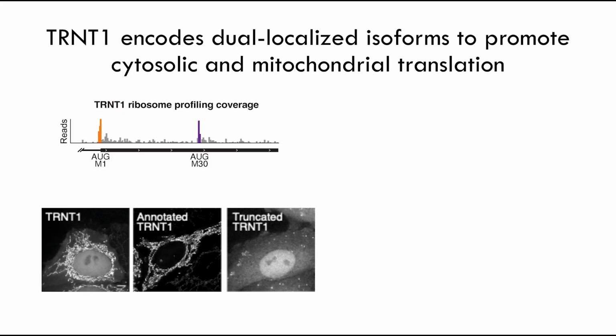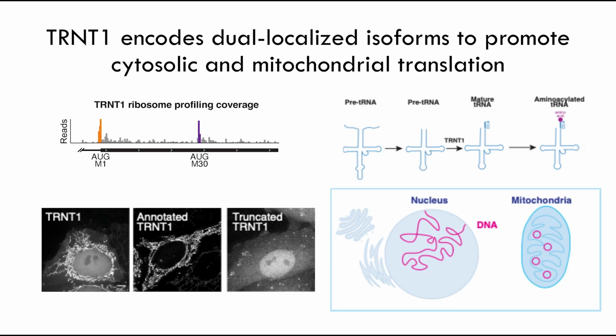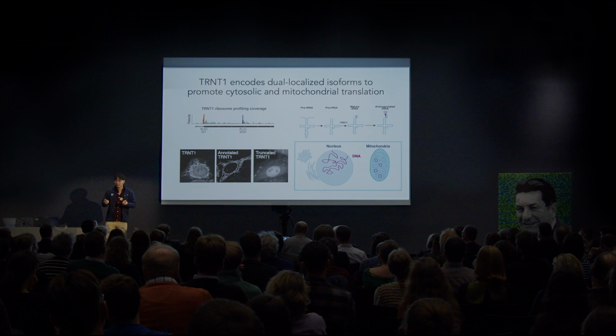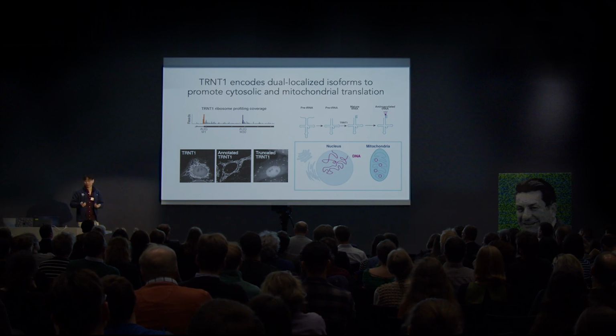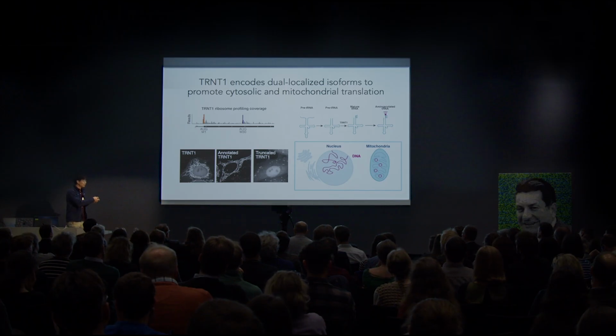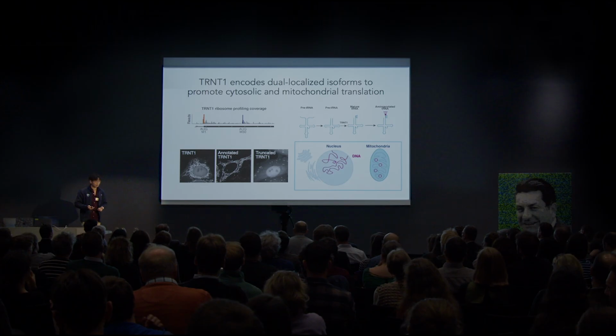This localization actually makes a lot of sense given what this gene does. TRNT1 is a gene involved in tRNA biogenesis. We have tRNAs, of course, encoded in our nuclear genome, but we also have tRNAs encoded in our mitochondrial genome. So you really need alternative translation of TRNT1 to process tRNAs in these distinct locations. Next, I wanted to leverage alternative translation of TRNT1 to understand aspects of its disease.